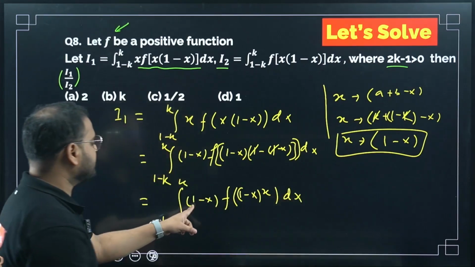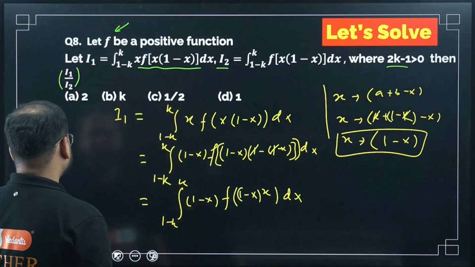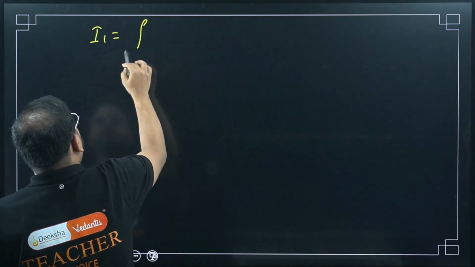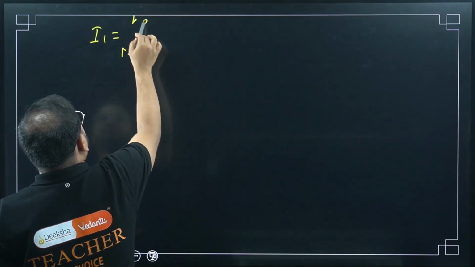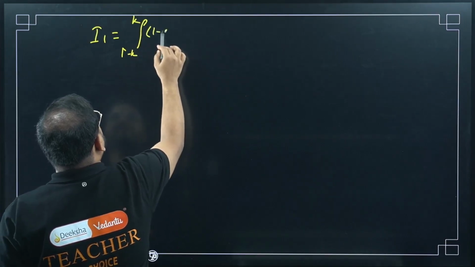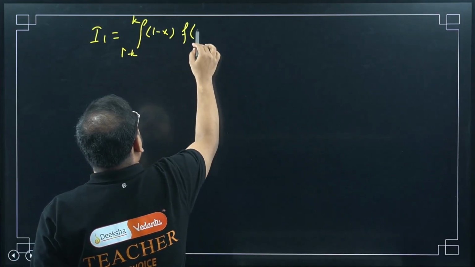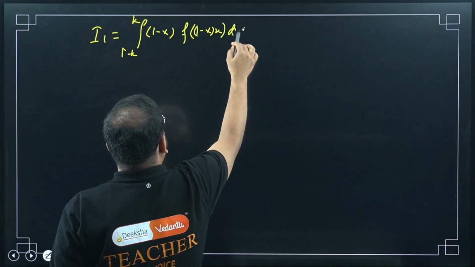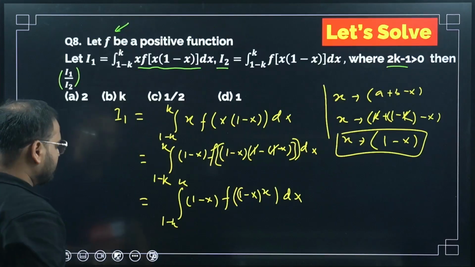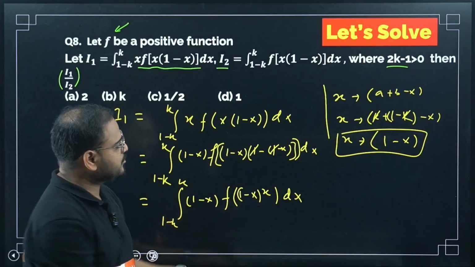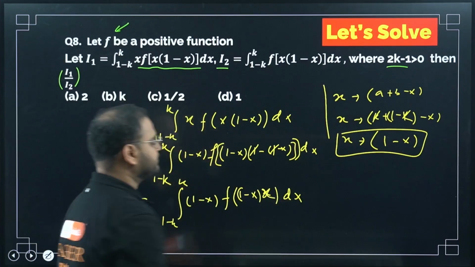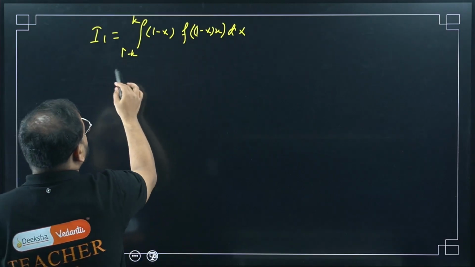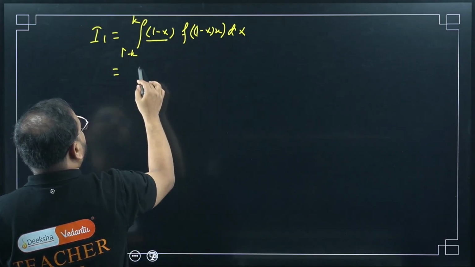Now I'm going to multiply this with 1 and x individually. So please check. I'll write I1 again, what I got. From 1 minus k to k, I got 1 minus x times f of 1 minus x times x dx. I'm asking you to multiply this together. Please have a look. Same thing I've written here. 1 minus x, this is not a power, it is multiplied, okay? x dx. Now do one thing, just open this bracket. You're going to get what?